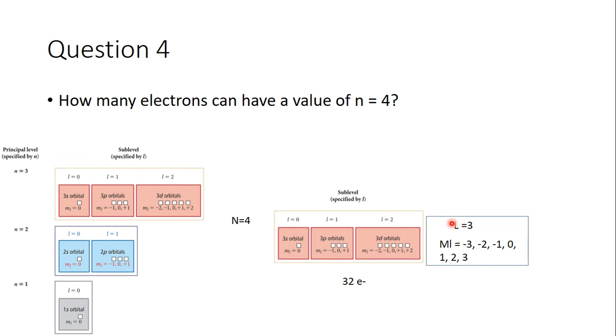And you do that for L equals 2 and then L equals 3. What you're really doing is just counting the number of m sub L values you have and multiplying by 2, because each m sub L value can have 2 electrons. So we count 1, 2, 3, 4, 5, 6, 7, 8, 9, 10, 11, 12, 13, 14, 15, 16. I have 16 m sub L values. Multiply that by 2 electrons, you have in total 32 electrons that can have n equals 4.